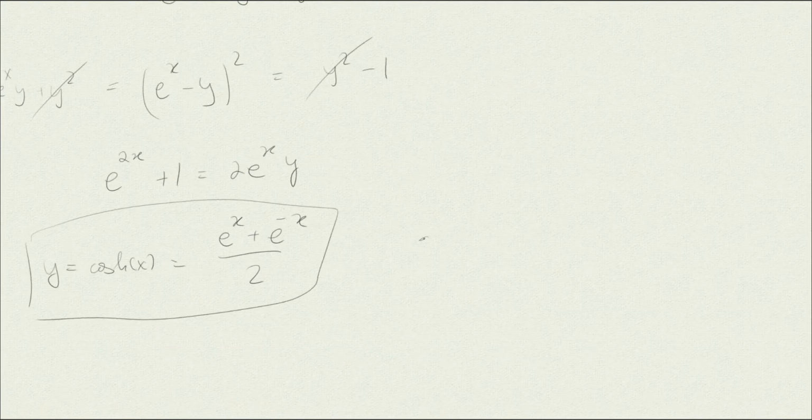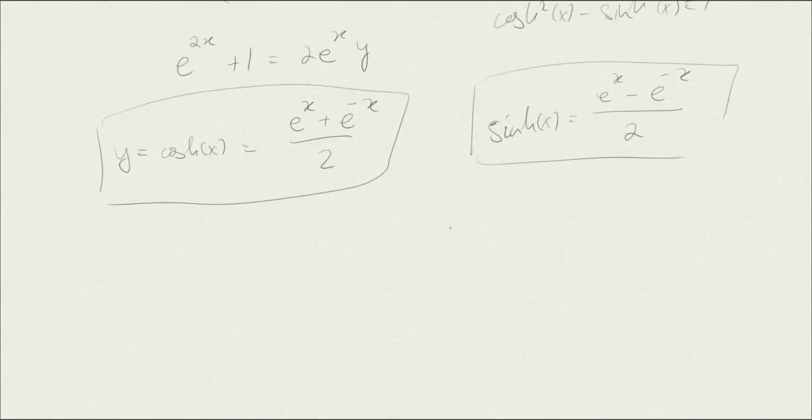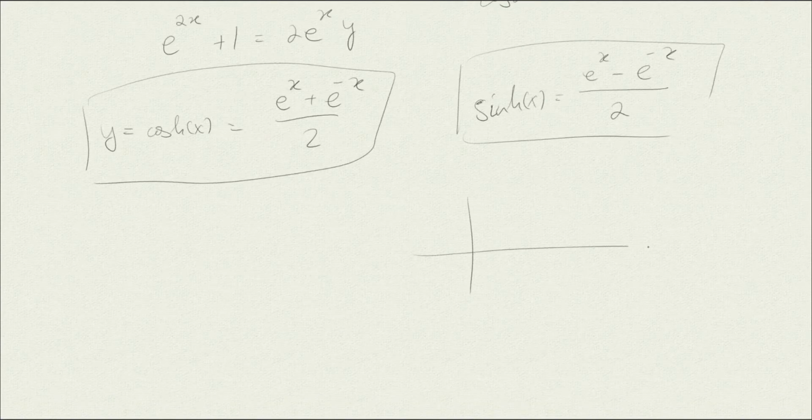And similarly now we can use the identity that hyperbolic cosine squared of x minus hyperbolic sine squared of x equals 1 to infer that the hyperbolic sine of x has to be e to the power of x minus e to the power of minus x over 2. So that's the definition of the hyperbolic functions, and they actually parameterize the hyperbola.